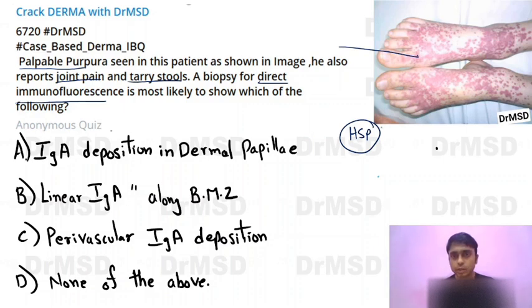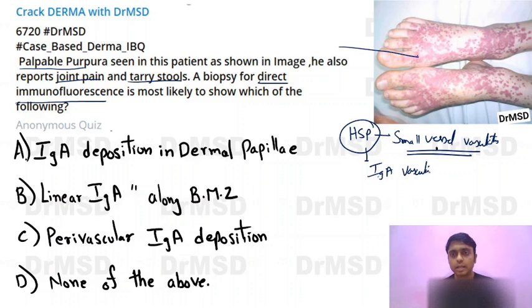And please remember, Henoch-Schönlein purpura is a small vessel vasculitis. So as you all know, it is a small vessel vasculitis. Also, HSP, that is Henoch-Schönlein purpura, is also known as IgA vasculitis. In Rook's textbook, it is mentioned as a separate chapter, IgA vasculitis. So here the answer will be IgA deposition, but please remember, it is perivascular deposition of IgA which is seen in the case of Henoch-Schönlein purpura.